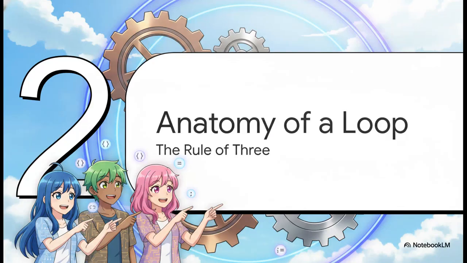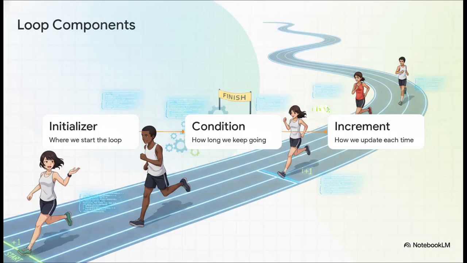Moving right along to Section 2, anatomy of a loop, and what we call the rule of 3. Now, I know loops might look a bit like complex math at first glance, but let's strip away all that jargon. They really just follow a super predictable set of instructions. For absolutely any loop to work, it requires exactly 3 logical steps. Think of it kind of like running laps on a track.